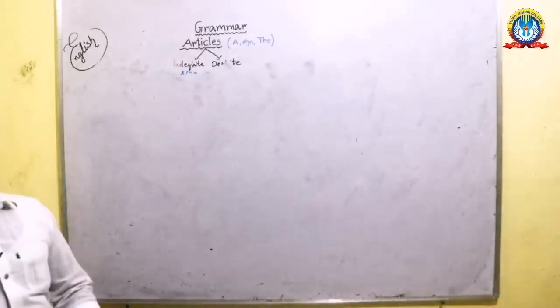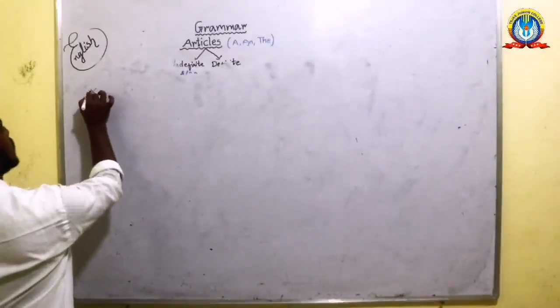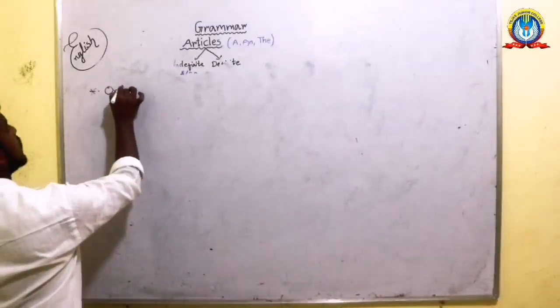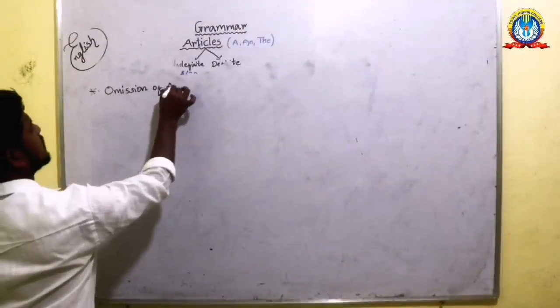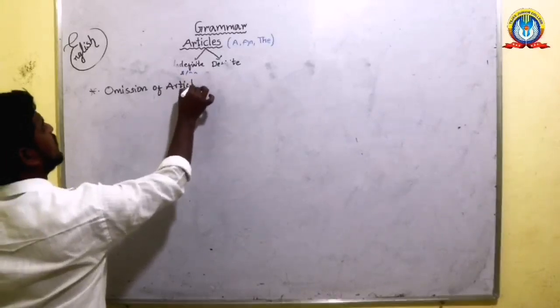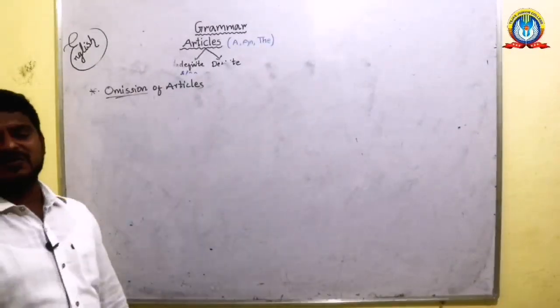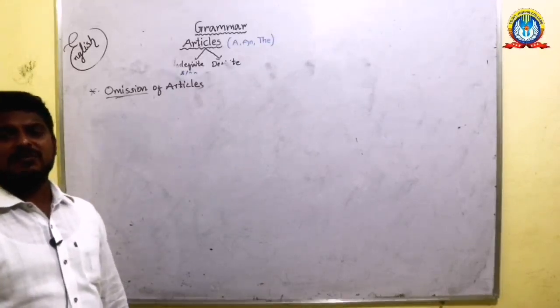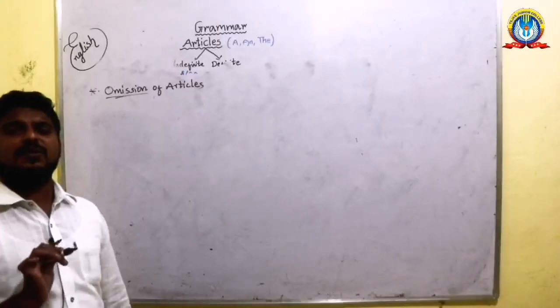Now let us discuss omission of articles. What do you mean by omission? Omission means where we should not use them. The places where articles are not used are called omission.